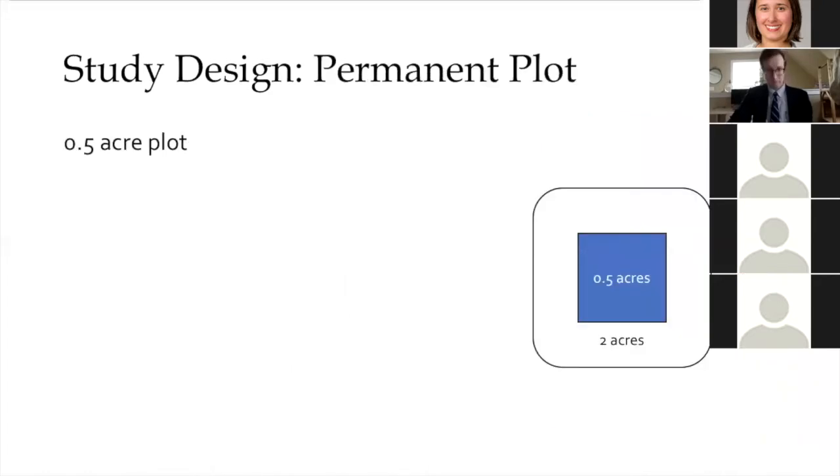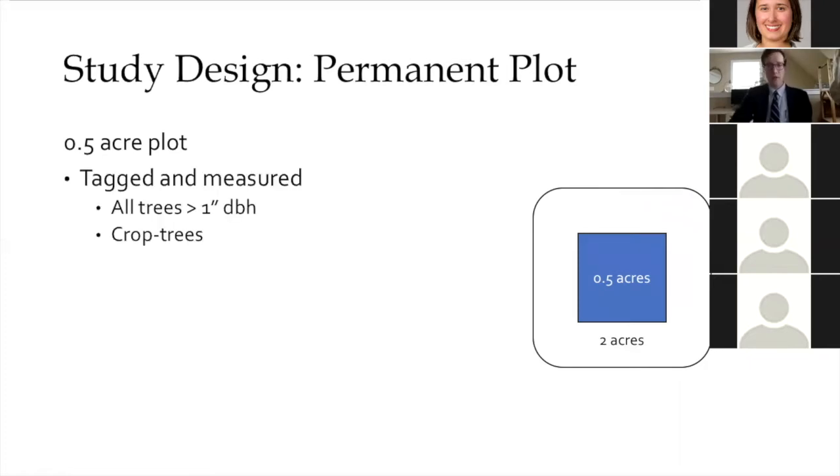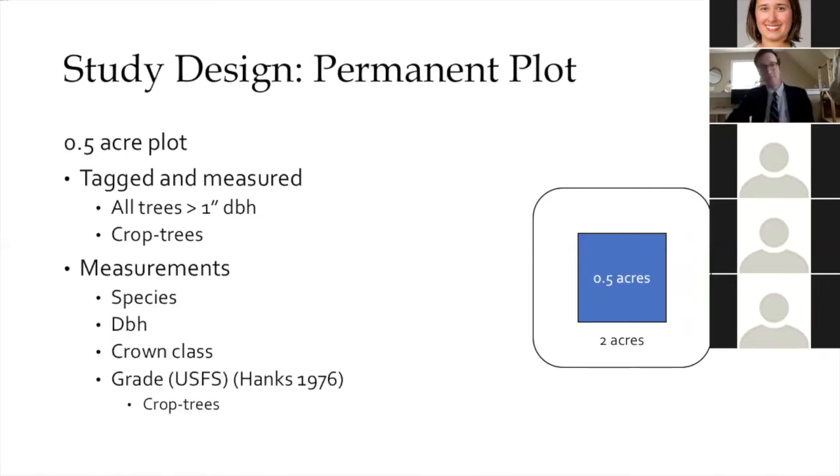A half-acre measurement plot was installed in the middle of every 2-acre plot. And within this permanent plot, every tree greater than or equal to 1 inch in diameter was tagged with an ID tag and measured, and that included the crop trees. And the measurements that were taken were species, diameter at breast height, crown class, and for crop trees, the U.S. Forest Service grade.